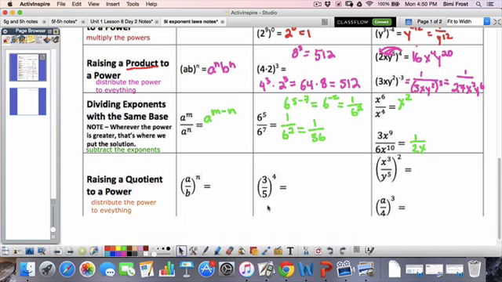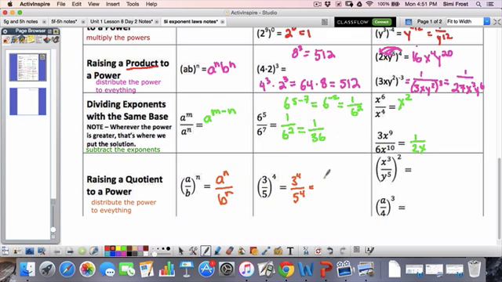Last one here, raising a quotient to a power. Quotient, remember, means to divide. So once again, we're looking for product or quotient, so multiplying or dividing, never adding or subtracting. When it's multiplying or dividing, we have to send that exponent to everything inside the parentheses. So distribute the power to everything: a to the power of n and b to the power of n. So here I'd want to hit everything inside the parentheses. That would put a power of 4 on the 3 and a power of 4 on the 5.